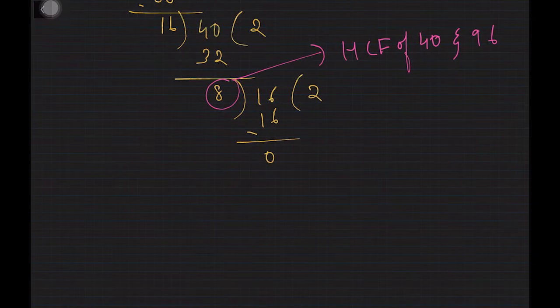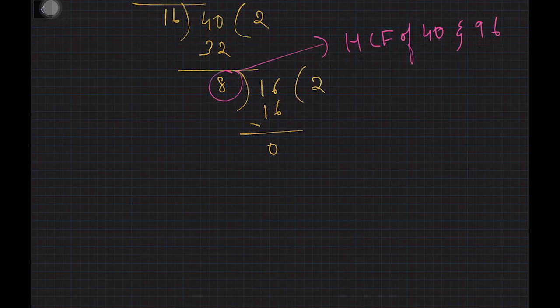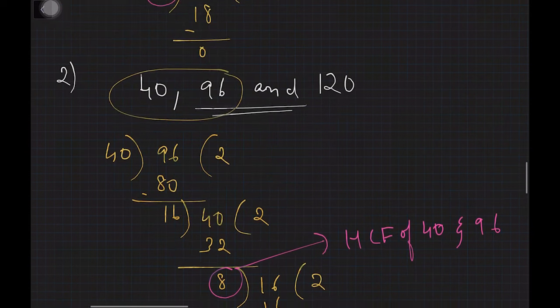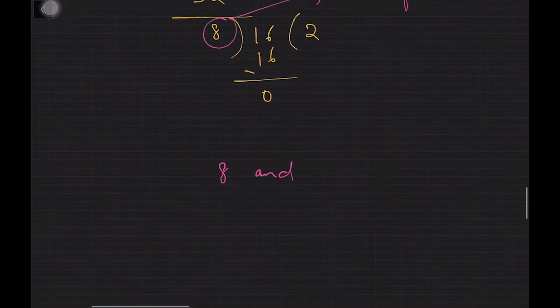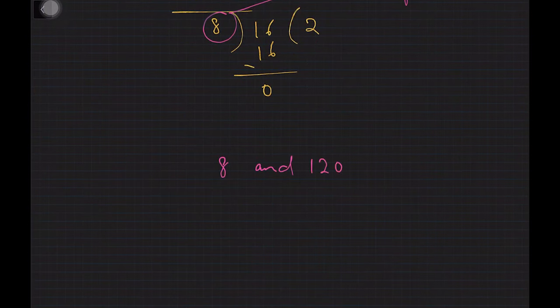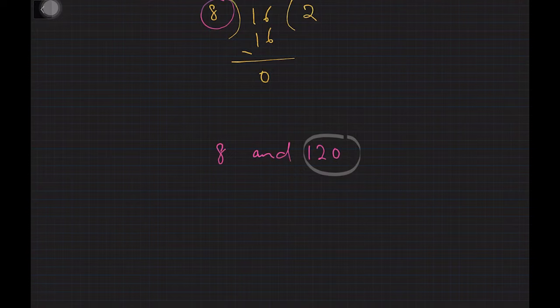So we still haven't completed the problem. In the next step, what we will do is we will consider the HCF of 40 and 96, that is 8. So we write 8 and we consider the number which we did not pick in the beginning. So we did not take this 120 in the beginning, so now we will be taking that 120. Now we will have to perform the division method on these two numbers.